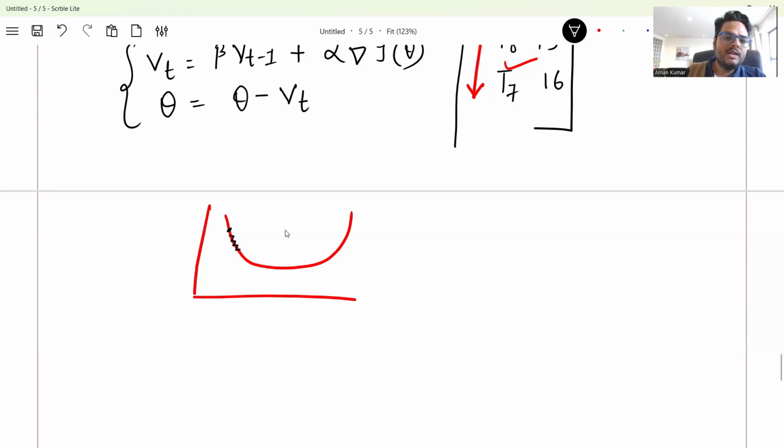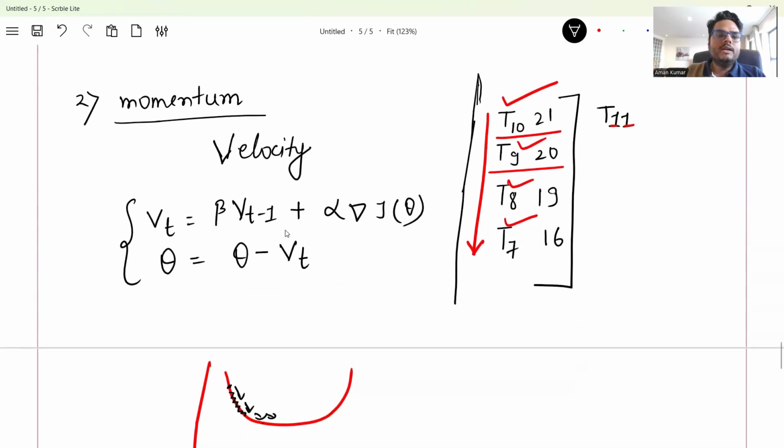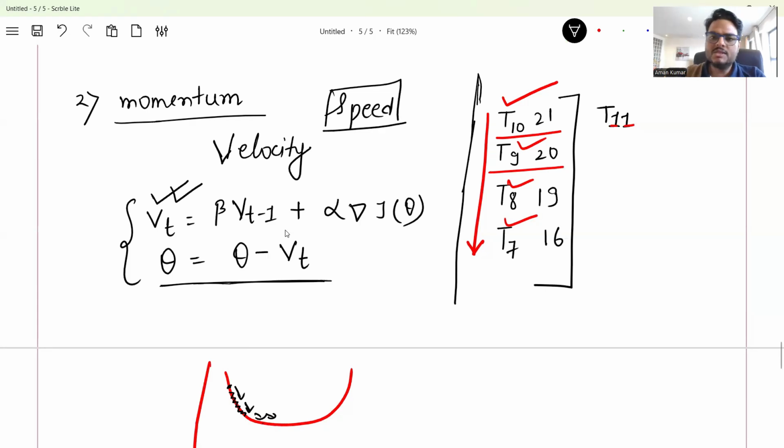Why do you want to move in that direction? We only want to move downwards, and that too fast. Okay. So that is what momentum does. It tells you, hey, this is the velocity term derived from the previous velocity and gradient. Now adjust your weight according to this velocity. And what it brings to your model is speed. If gradient descent takes more time for convergence, momentum will take less time for convergence.